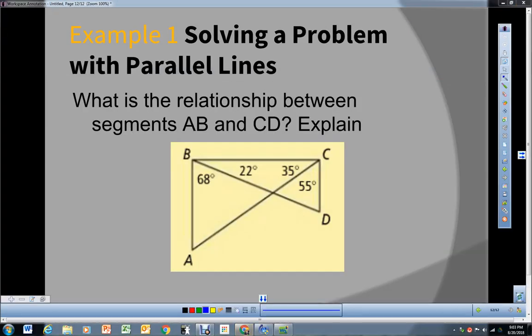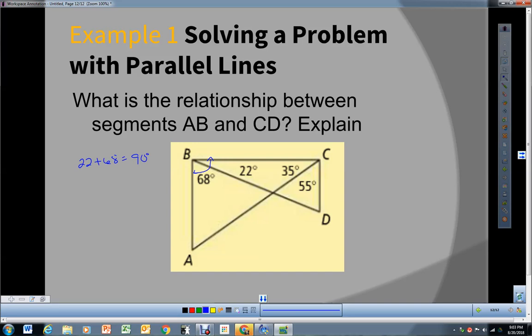If I look at these angles here, this is 68 from here to here, this is 22 from here to here, this is 35, and this is 55. Well, in order for these to be parallel, they'd have to be same side interior angles. So let's see what this whole measure is from here all the way to here. I'm going to take 22 plus 68. If you add those up, it gives us 90 degrees.